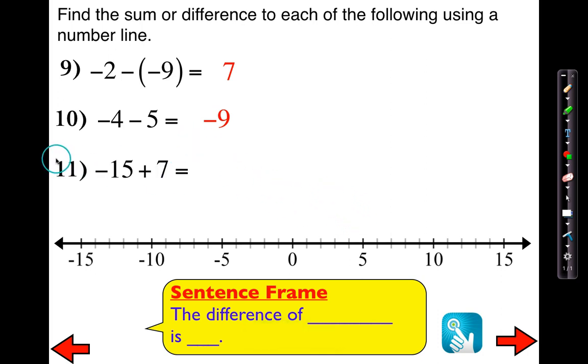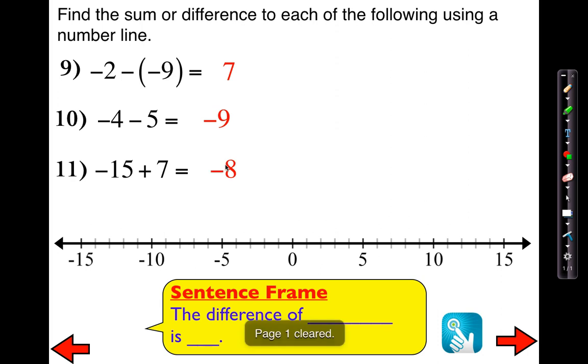Okay, last one, number 11. So first, I'm going to start with negative 15. I'm going to add, wait a second. Notice it's add, so it's not backwards. Adding means I go forward. So here I must go forward a positive 7. So I'm going to go forward 1, 2, 3, 4, 5, 6, 7, which is going to leave me right here, which is a negative 8.